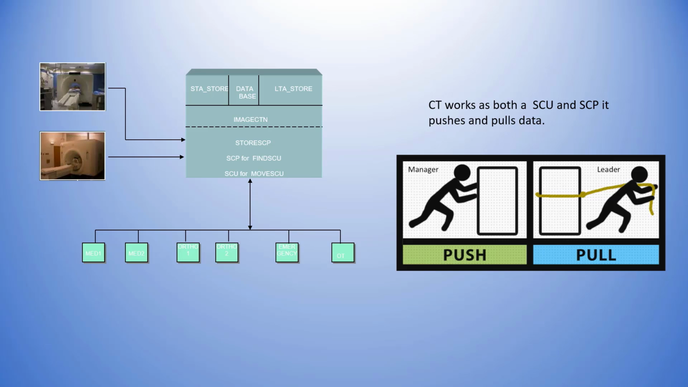A CT scanner works as both an SCU, service class user, and an SCP, service class provider. It pulls data from other areas and it pushes the completed exam out back to new areas. So we begin by pulling in data, we then work with the data and convert the data, and then we push the data out in its new format to other users.